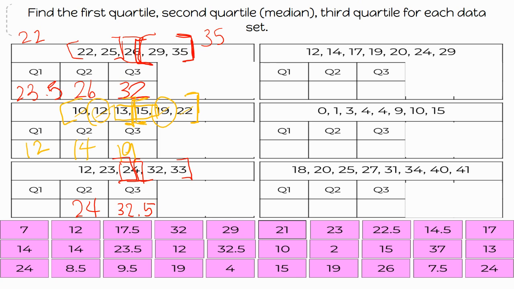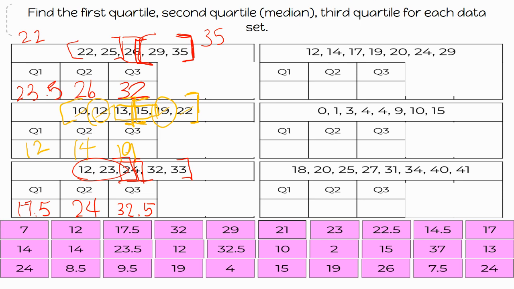Some of us are going to know that between 32 and 33 is 32 and a half. But again, the math way to get it would be add them, divide by 2. 12 plus 23 is going to give me 35, which is going to give me 17.5 as my middle number. So I added those together, divided by 2.